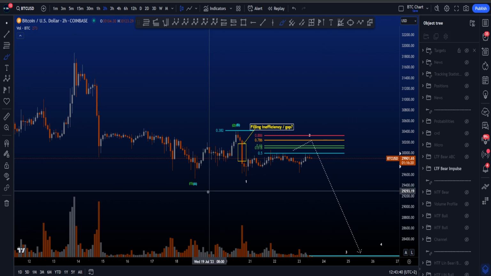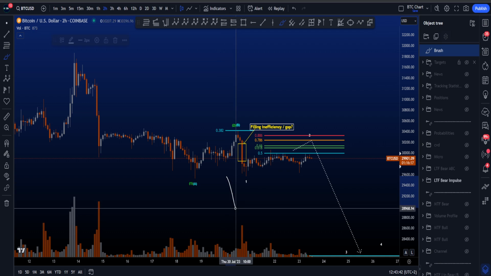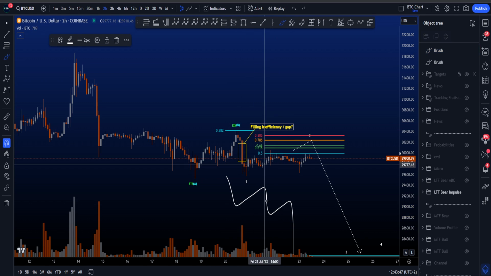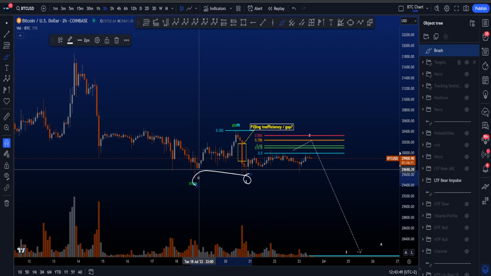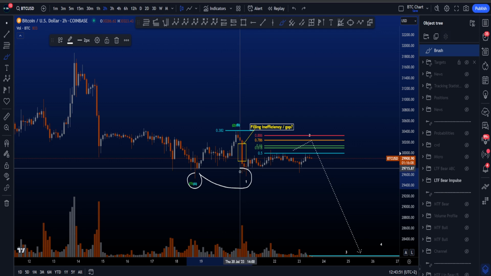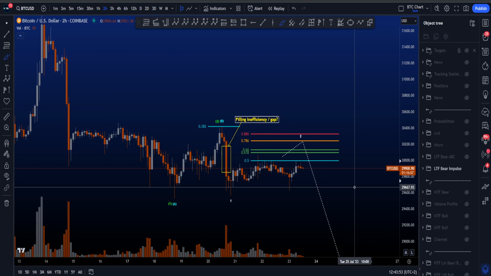Now, usually a double 1-2 scenario preferably is a 1-2-1-2 continuation, where the second one takes the low of the first wave 1, which clearly is not the case over here because this low is lower than this one over here. So that lowers the probabilities a little bit.